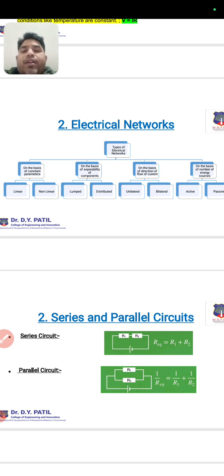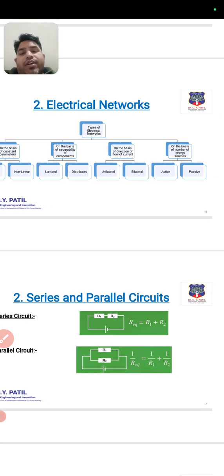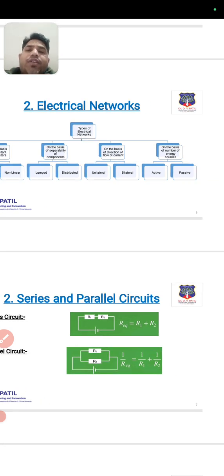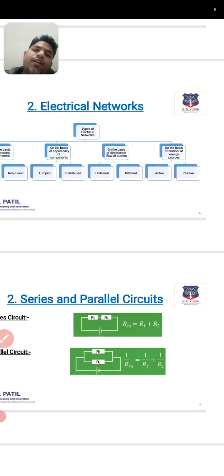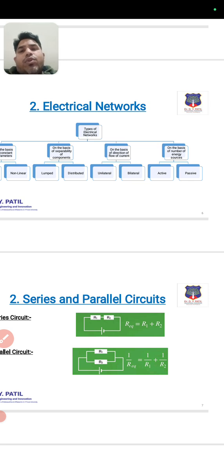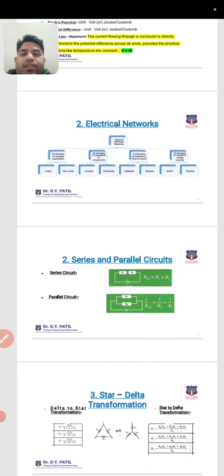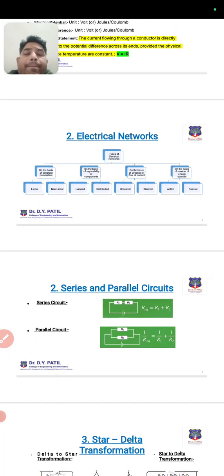Lumped and distributed: lumped means the components can be separated, and distributed means they cannot be separated. Unilateral means the current can flow in only one direction. Bilateral means current can go in both directions. Active means at least one source or more must be present in the network; we call it an active network. And a passive network means there is no source.